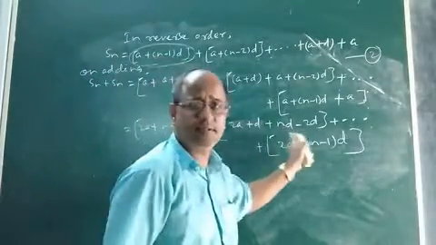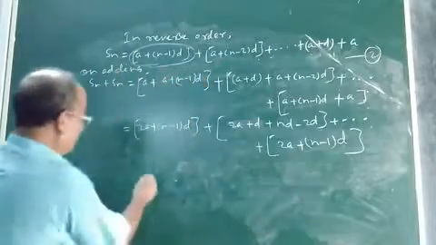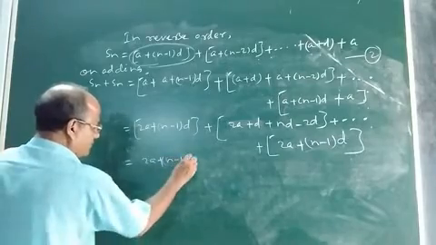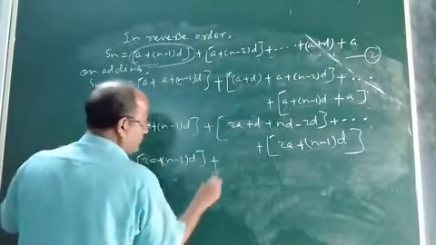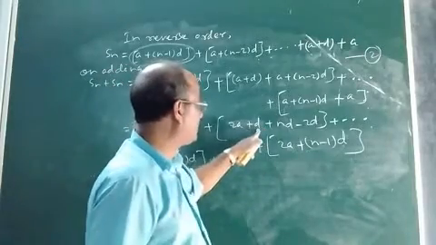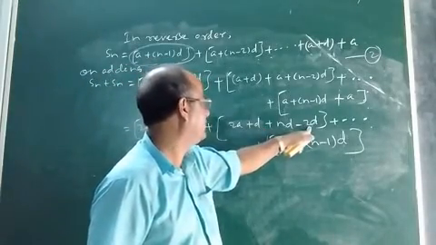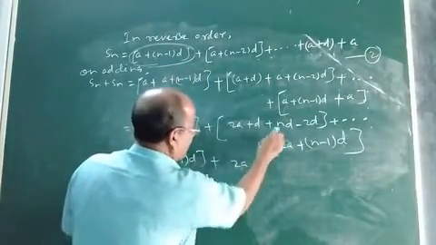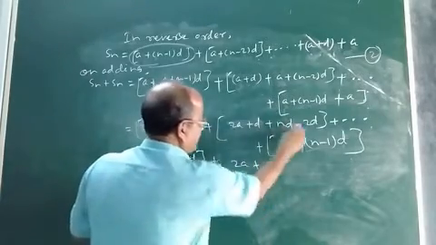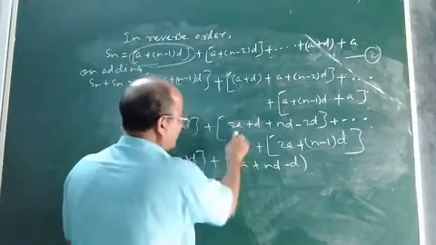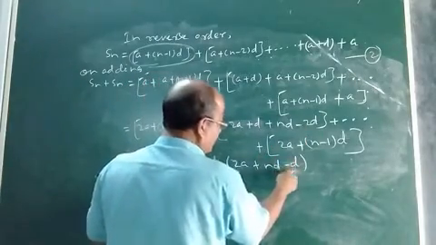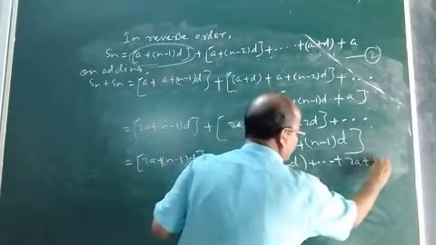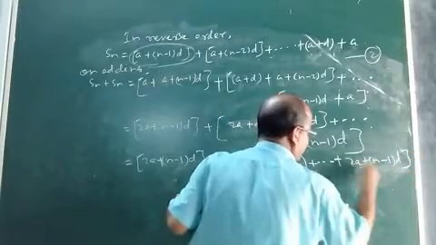Now let us simplify it further. On simplifying further, this is 2A. This is the first term, 2A plus n minus 1 into D. Then plus, look at this: 2A plus D plus nd minus 2D. D minus 2D will be minus D. That means this is 2A plus nd minus D, plus dot, 2A plus n minus 1 into D.